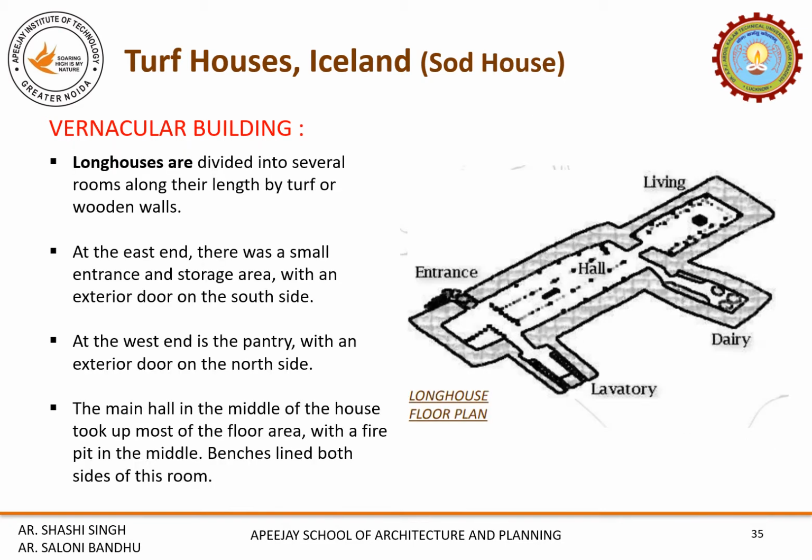The Long House. This type of house is divided into several rooms along the length by turf or wooden walls. At the east end there is a small entrance and a storage area with an exterior door on the south side. At the west end is the pantry with another exterior door on the north side. The main hall is in the middle of the house, which takes up most of the floor area, with a fire pit in the middle and benches lined on both sides of this room.